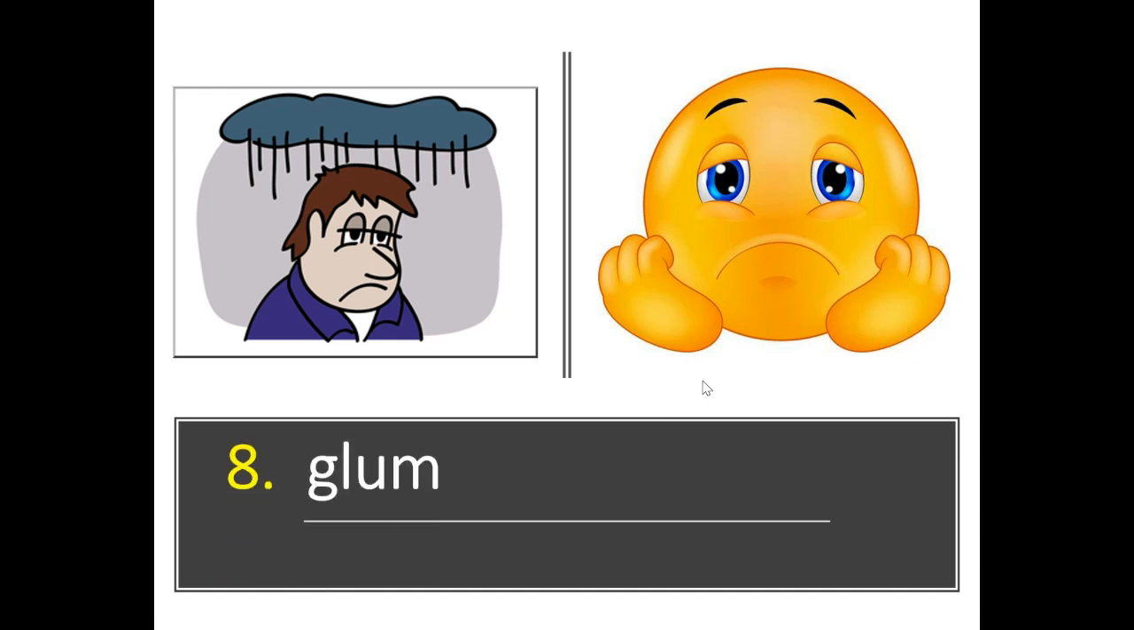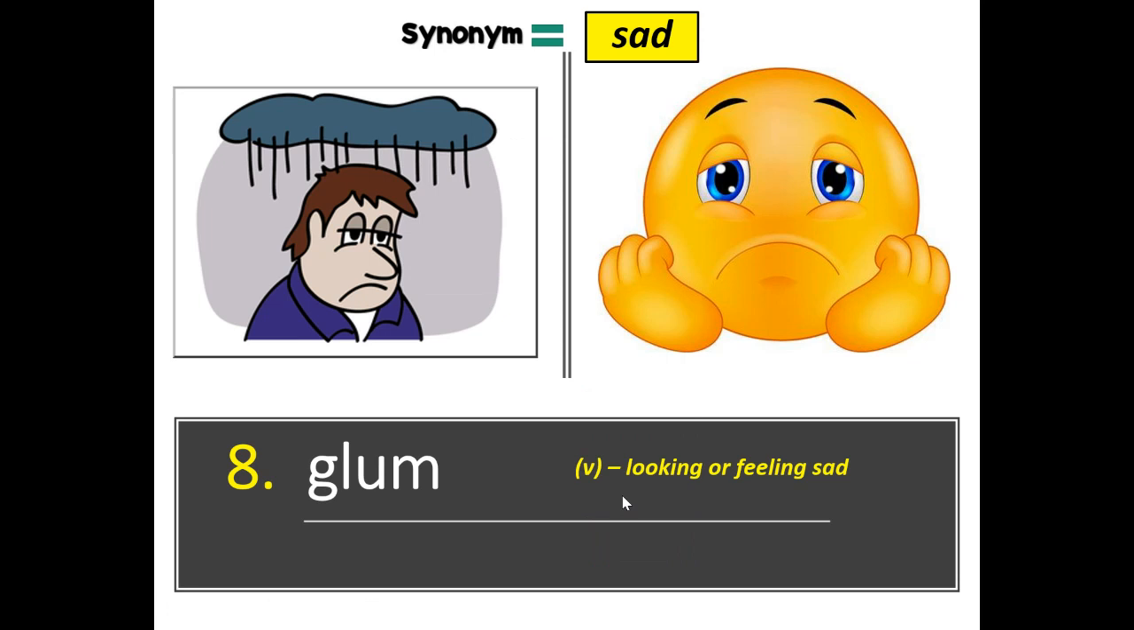Well, they both show glum, another word for sad. So, it's a verb. Glum means looking or feeling sad. The man was very glum. Glum. It's another word for feeling sad. So a synonym or a word that means the same is sad.